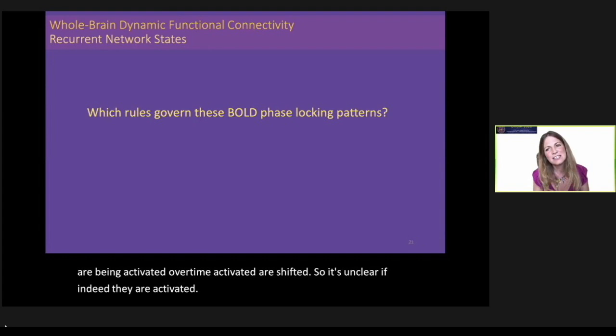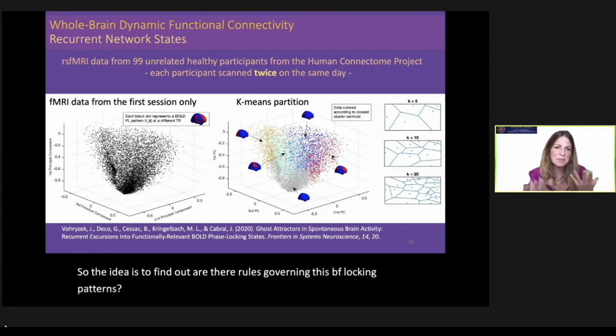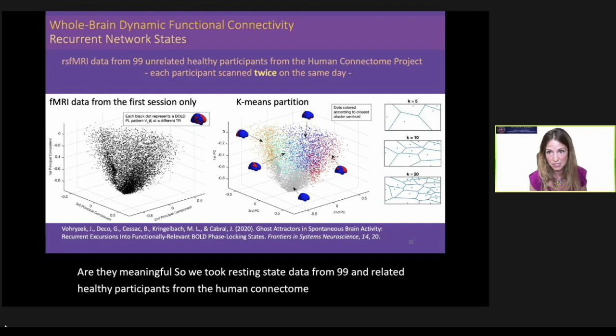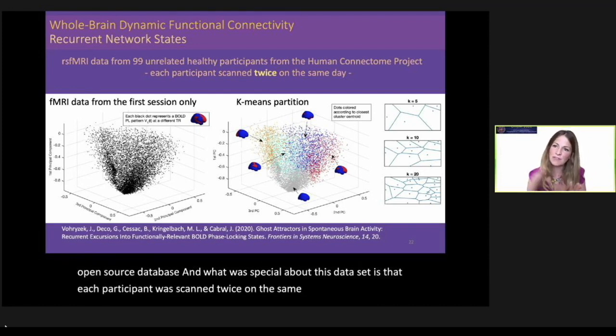So the idea is to find out, are there rules governing these BOLD phase locking patterns? Are they meaningful? We took resting state data from 99 unrelated healthy participants from the Human Connectome Project, which is an open source database. What was special about this data set is that each participant was scanned twice on the same day, so we have a validation data set.